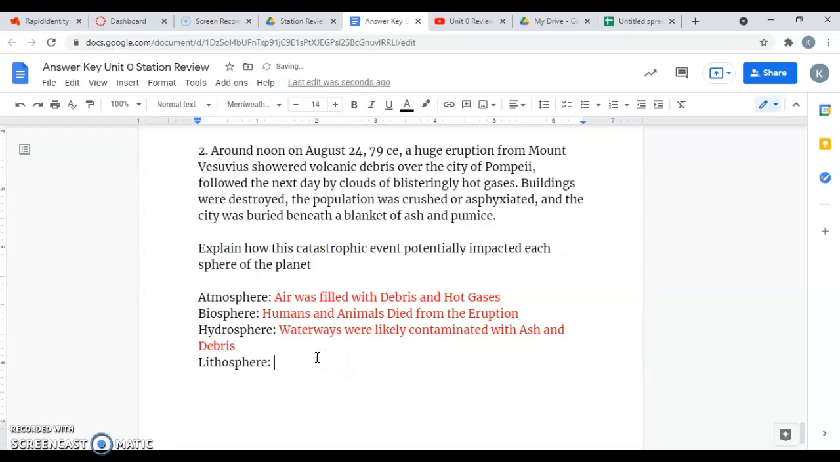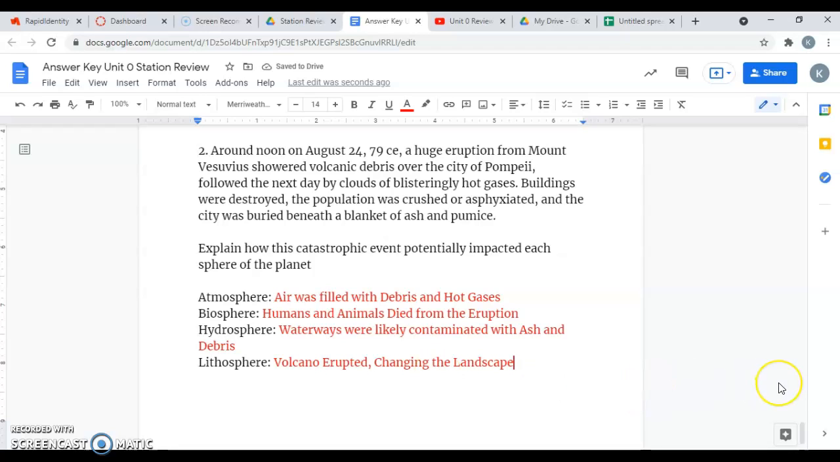And then the lithosphere, also known as the geosphere, okay, lithosphere / geosphere, it's a volcanic eruption, okay? Volcanoes are a part of the lithosphere because they're a part of the crust of the earth. So we could say volcano erupted, changing the landscape.